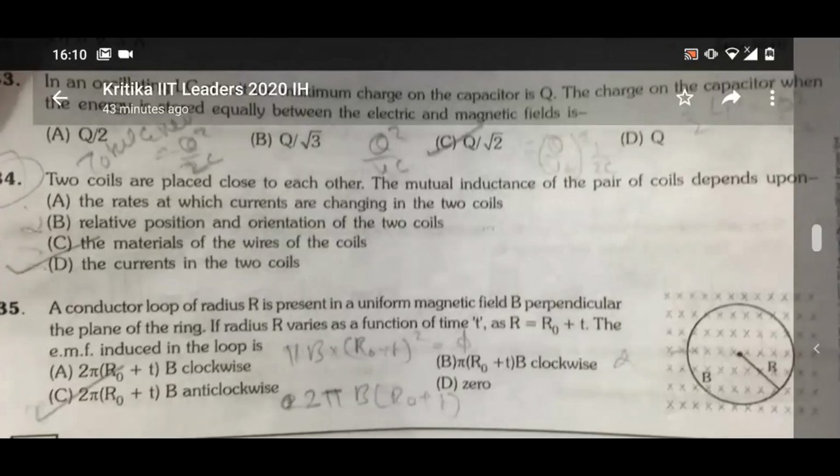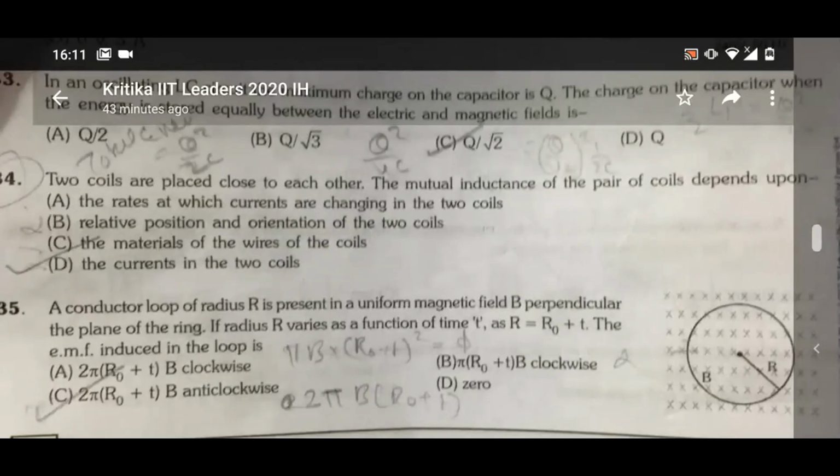Two coils are placed close to each other. The mutual inductance of the pair of coils depends on what? So mutual inductance is always a geometrical property, but you should understand that it's independent of the current and all that. It only depends on the relative position and orientation of the coils. Always mutual inductance is a property that only depends on shape, size, and overlap. It does not depend on which conductor it is made of, or gold or silver or what. And it does not depend on whether or not current is in fact flowing. It is a geometrical property.